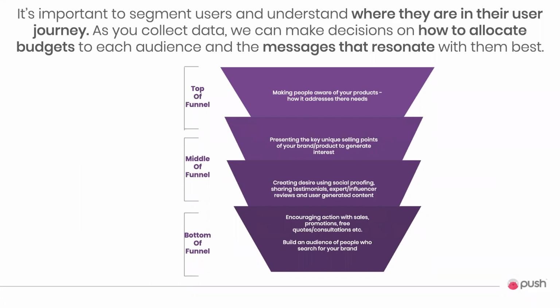Well, you can take the people that complete watching 75% of the video and then start showing that list of people new adverts. And this is when you start presenting the brand further. So you can be talking about key unique selling points. You can be creating desire using social proofing. Social proofing is a term from psychology. And this is really all about getting other people to prove to the consumer that this is a product worth buying. And that's through testimonials, expert or influencer reviews, and also sharing user-generated content.